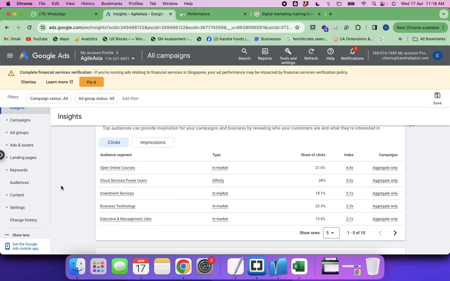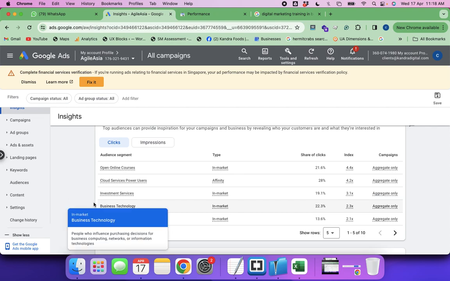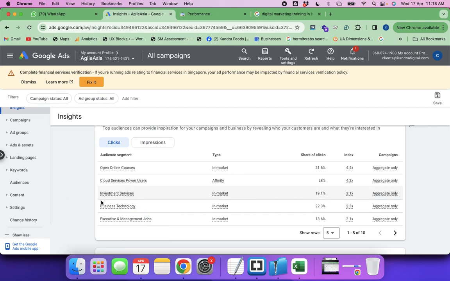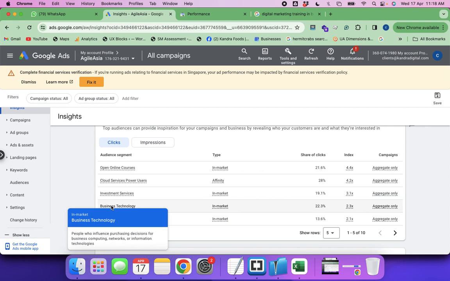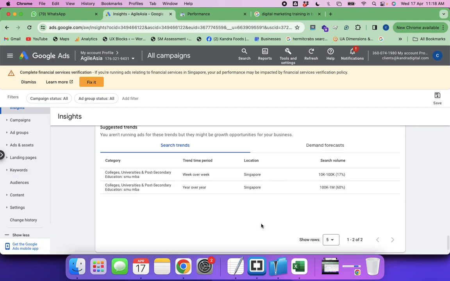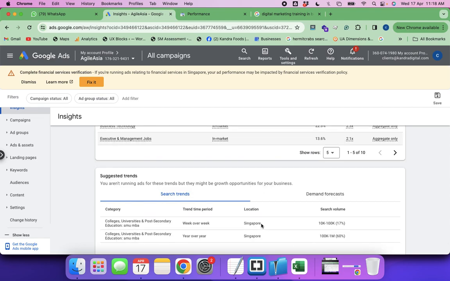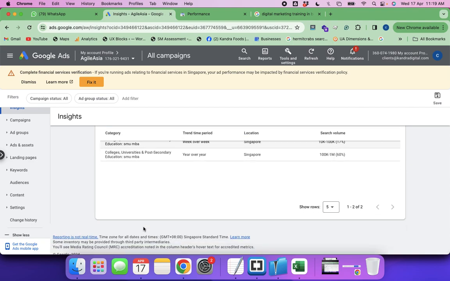Okay, somebody who is interested in technology, interested in food. So for a food business, showing ads to people who are interested in food would bring more benefits. People who influence purchasing decisions for business, computing, networks, or information technologies. This is just about different interests, the breakdown of people visiting your website by their interests. You're not running ads for these trends, but they might be growth opportunities for your business. So, college, universities, and post secondary education, SMU, MBA, no, it's perspective, that's all.